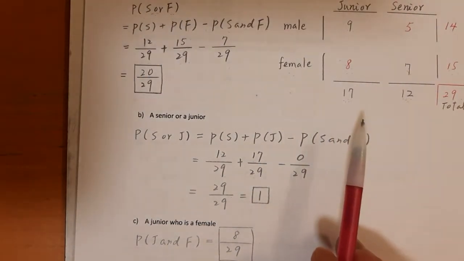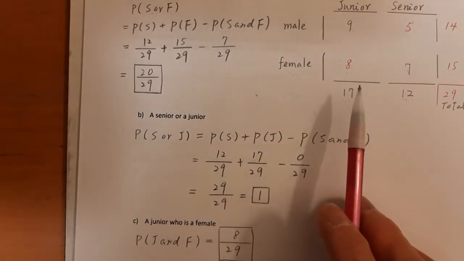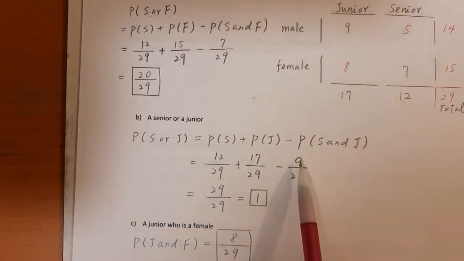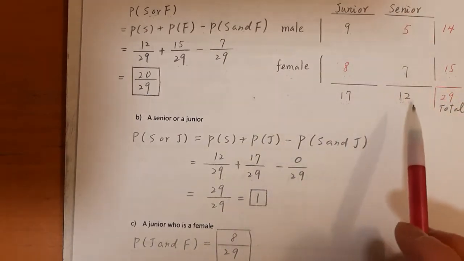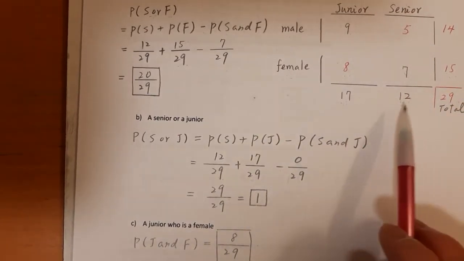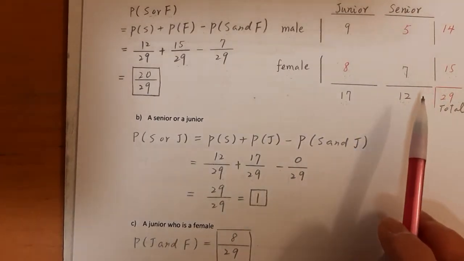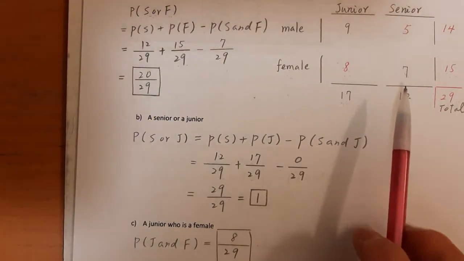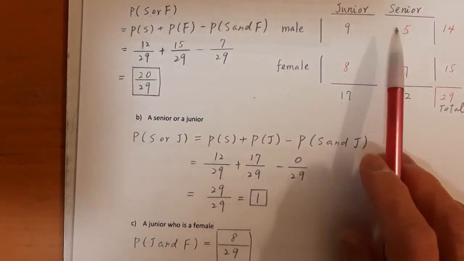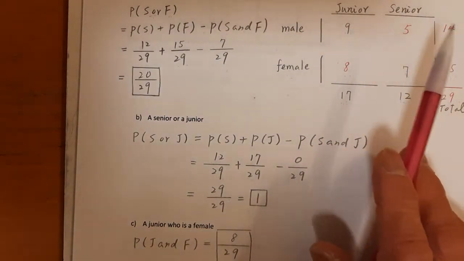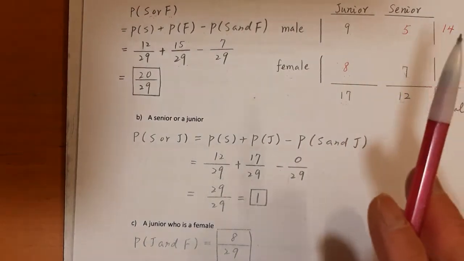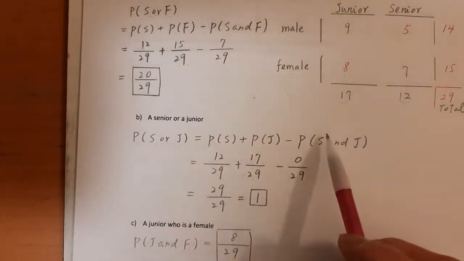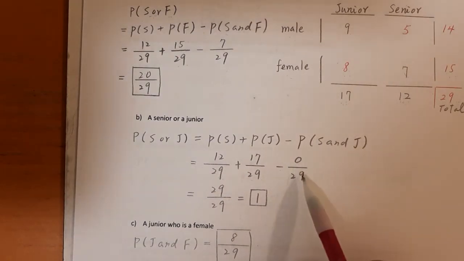Minus the probability of senior and junior. It is impossible for one student to be both junior and senior. So there are no students who are senior and junior. They are mutually exclusive. Students can be only junior or only senior. So it's 0 students, and the probability of junior and senior is 0 out of 29.